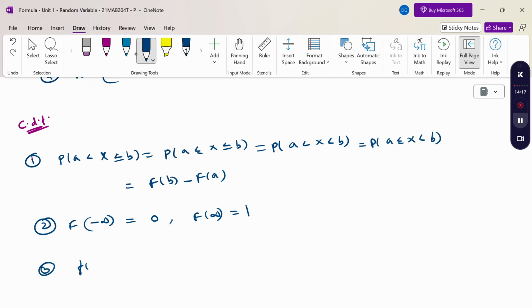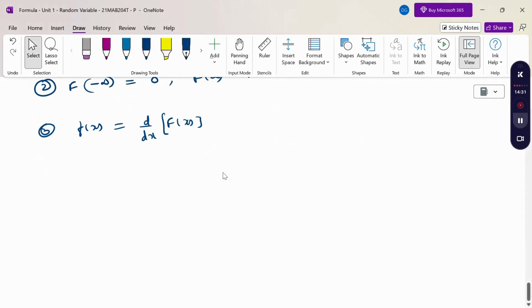Then the PDF: when the cumulative distribution function capital F is given, to find the PDF, take d by dx of capital F of x. So these are the properties of the cumulative distribution function.